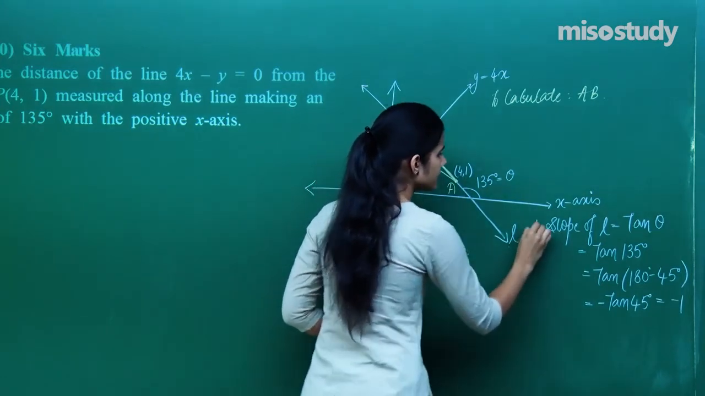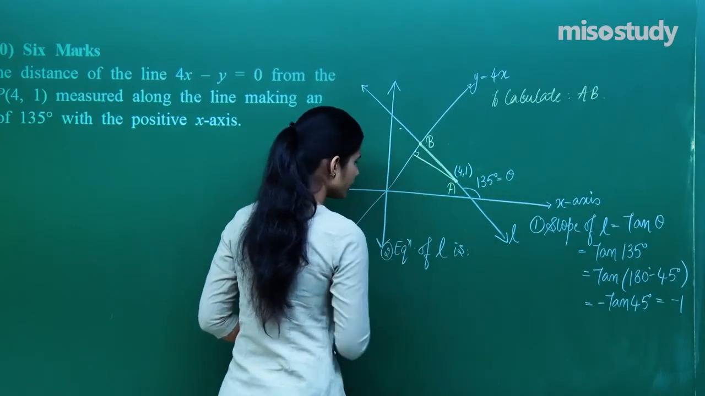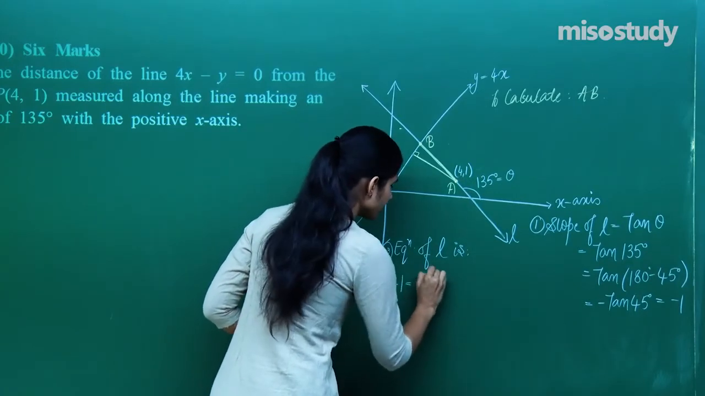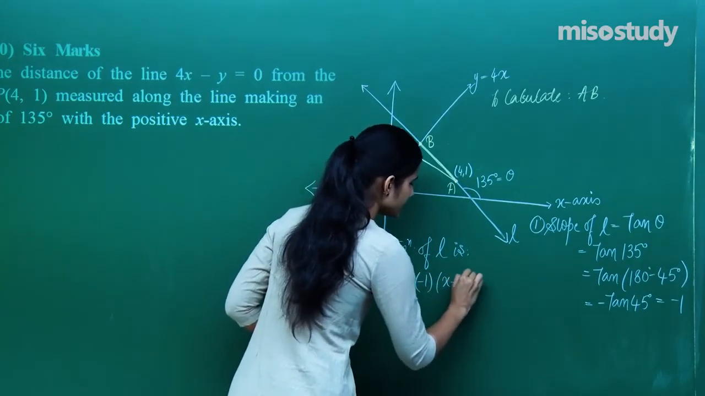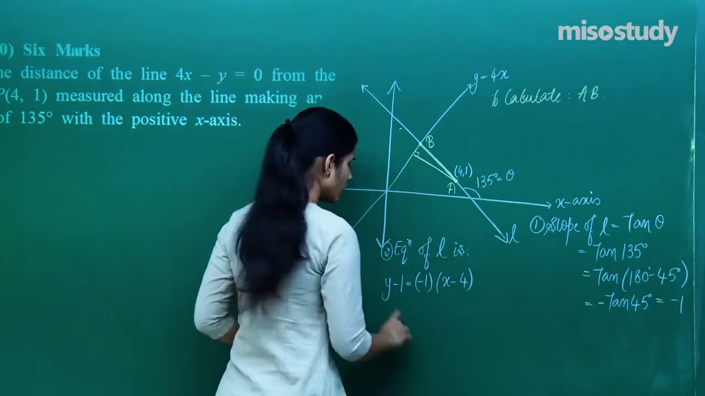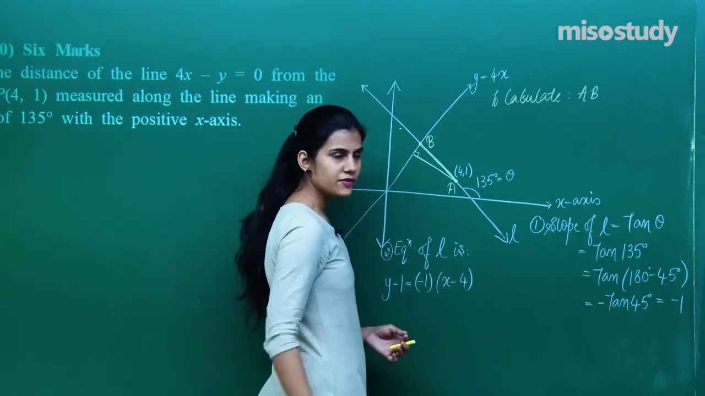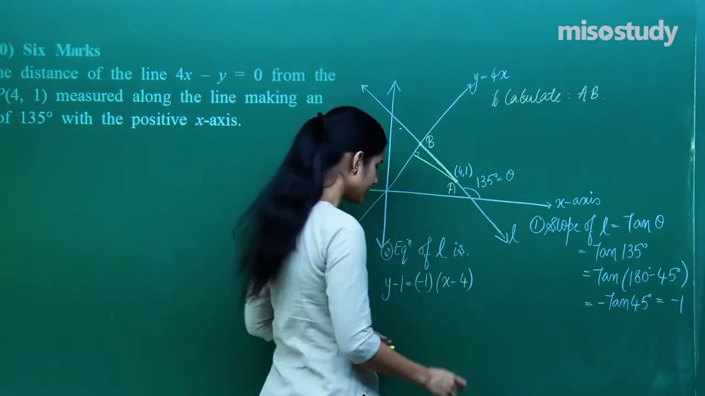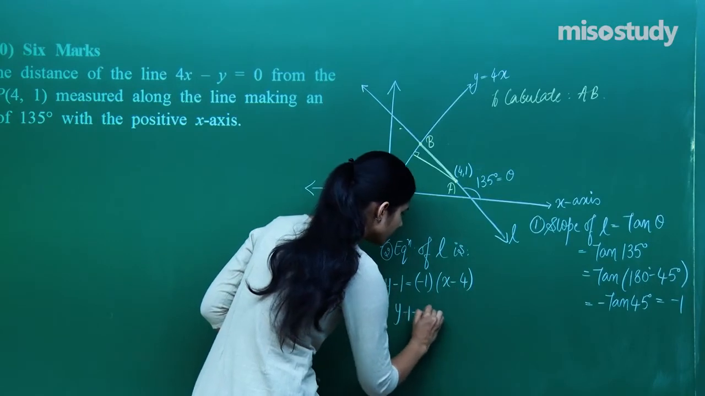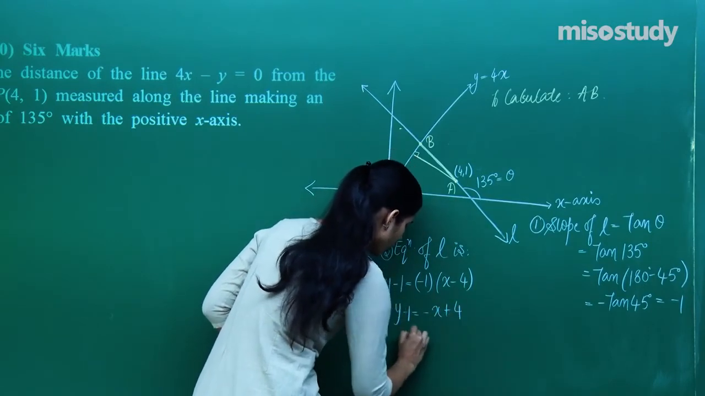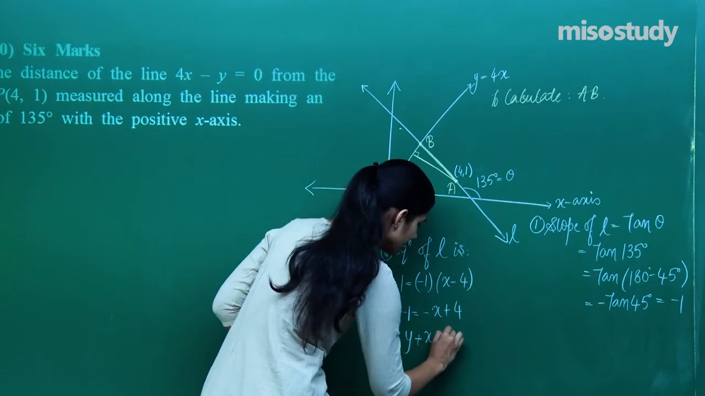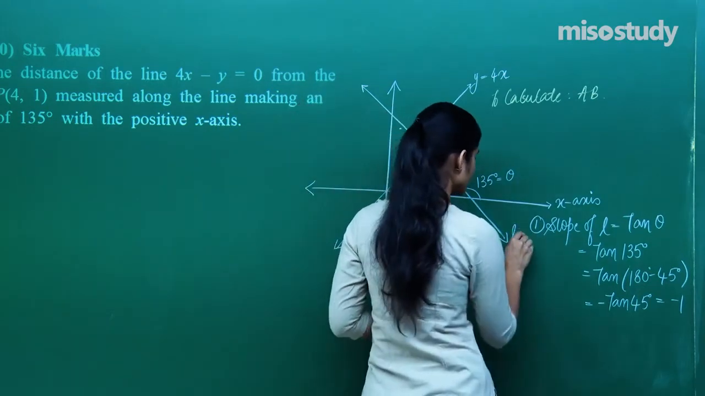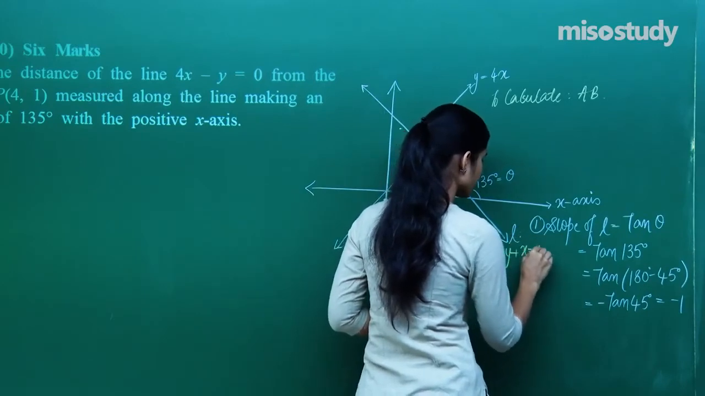Equation of line L is given by y minus y1 equals m into x minus x1, where y1 is 1, slope is minus 1, and x1 is 4. Here x1, y1 is the point's coordinates which are lying on this line, and m is the slope given with the help of the inclination. So this is y minus 1 equals minus x plus 4, or y plus x equals 5. So the equation of line L is y plus x equals 5.